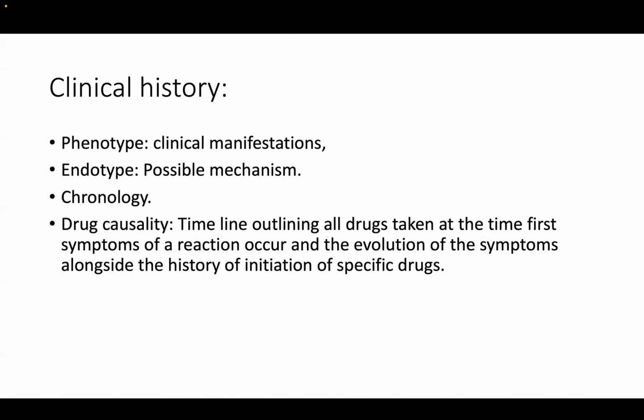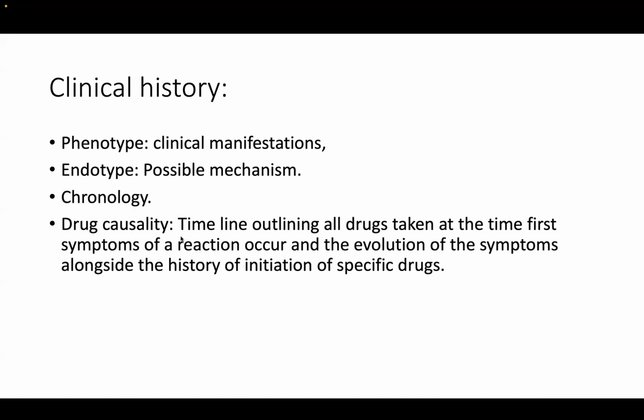So we go back to what we need when you evaluate a patient with drug hypersensitivity. We know that phenotype has to be determined, and now we know what clinical manifestations help me to determine what phenotype I have. And then I know now how possibly I could determine the possible mechanisms, or the endotype, when I see my patient clinically. Chronology, we know how to determine the chronology now based on history.